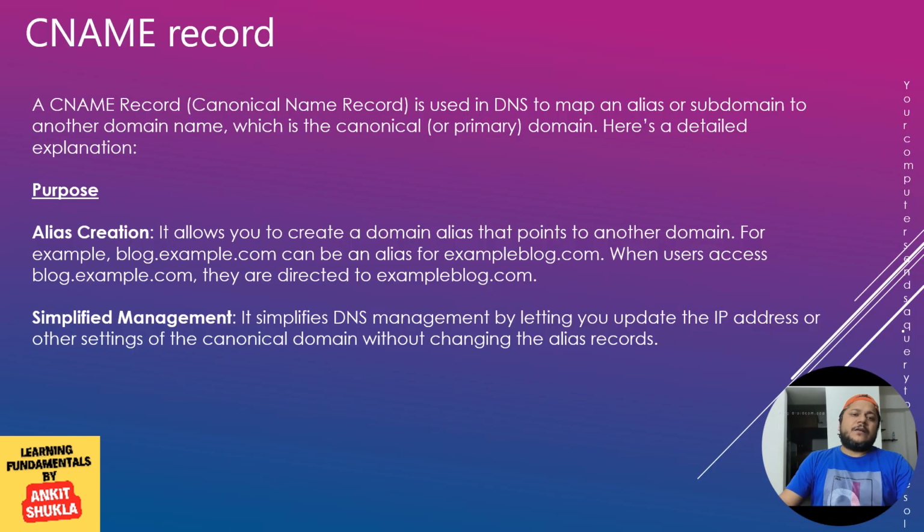What is a CNAME record? A CNAME record, or canonical name record, or alias record, is used in DNS to map an alias or subdomain to another domain name, which is the canonical or primary domain name. Here is a detailed explanation of how CNAME works and what its purpose is.